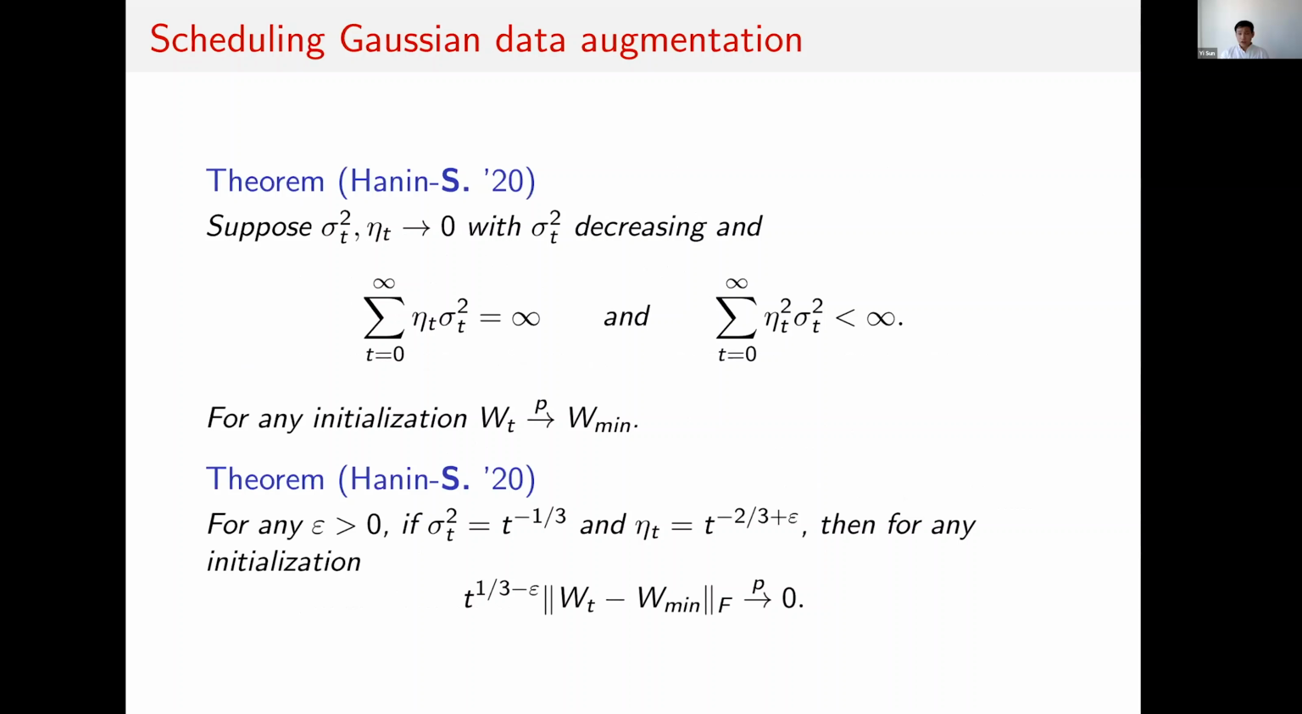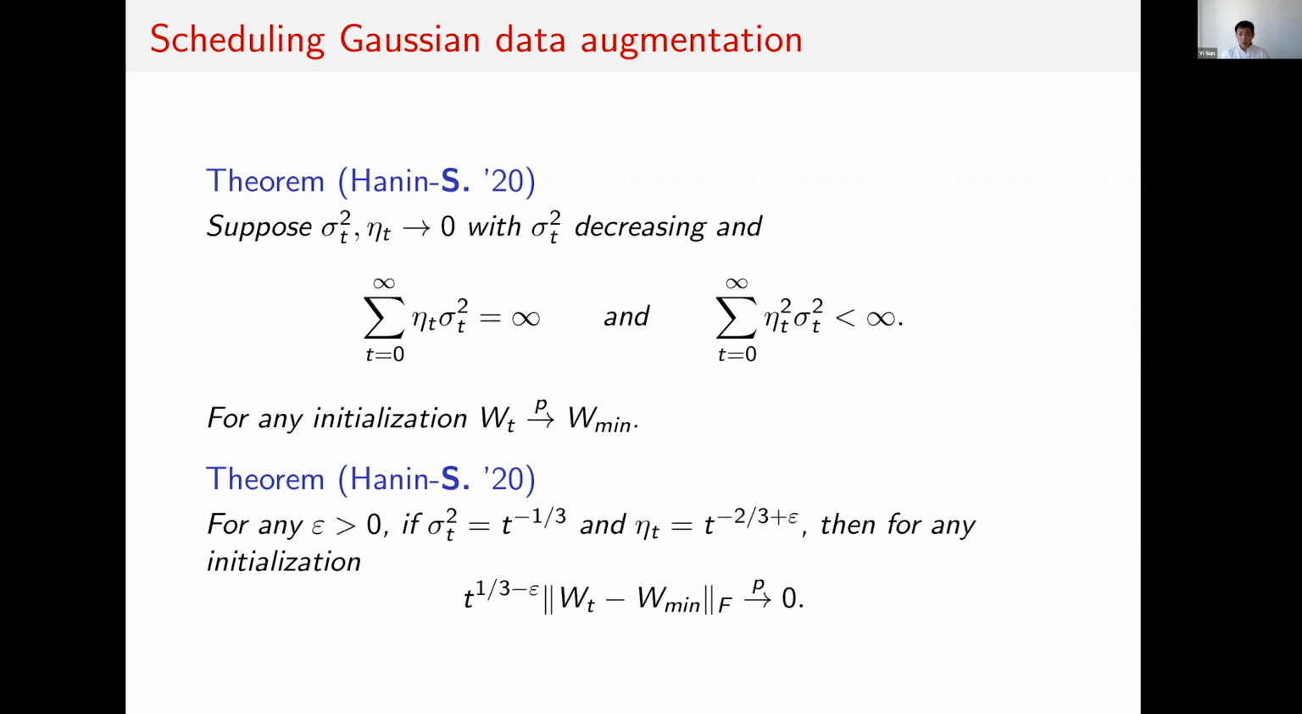So if we specialize our general results to Gaussian data augmentation, we give conditions under which this is the case. Namely, if the augmentation strength and learning rate both converge to 0, and for technical reasons, we want the augmentation strength to be decreasing, then we show that under these two conditions, for any initialization, we actually converge to this minimum norm optimum. And we can actually give some rates for this as well.